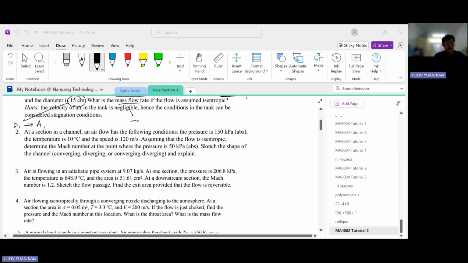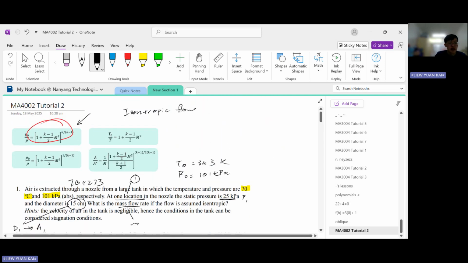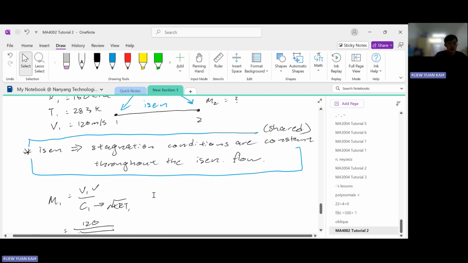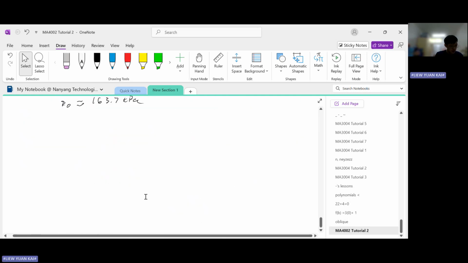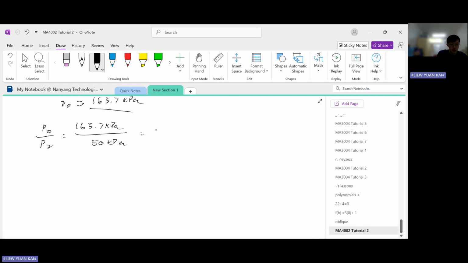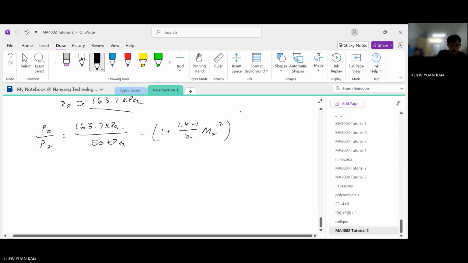How? You just use this formula again, but you apply it now to point 2. So P naught over P2. Now I'm going to straight away sub in the values. We know that P naught is 163.7 kPa, over P2, they told us 50 kPa. Then you apply that formula you saw just now, 1 plus (1.4 minus 1) over 2. M2 is unknown, so you just leave it as it is.